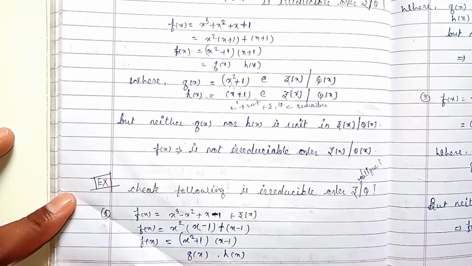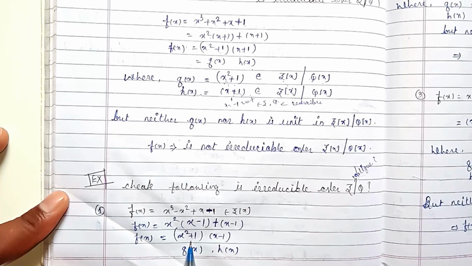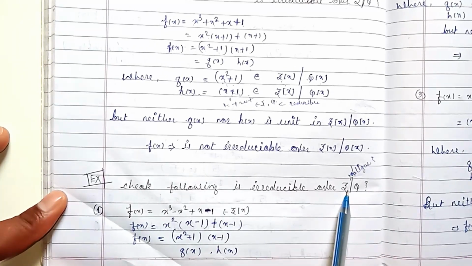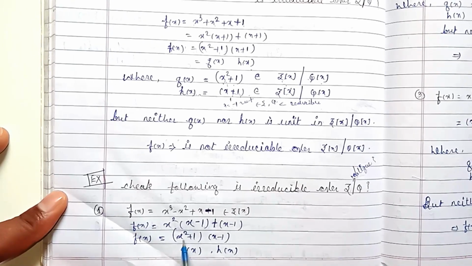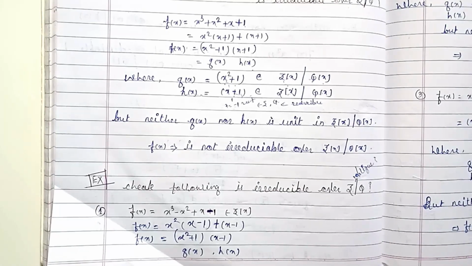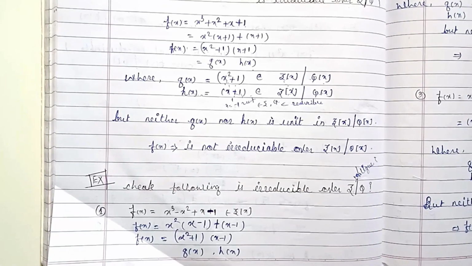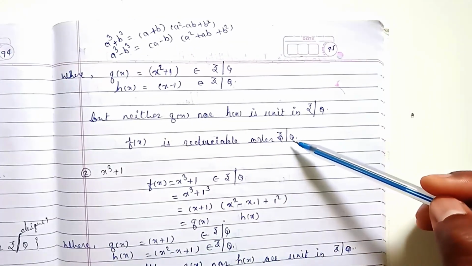So this is the factorization of f of x into g of x and h of x, which belong to Z[x]. Neither g of x nor h of x is a unit, and there are two factors which belong to Z[x]. So we say that f of x is reducible over Z[x] or over Q[x]. Because their factors belong to our ring and none of them is a unit, it is reducible over Z[x] or Q[x]. Now let us see one more example.